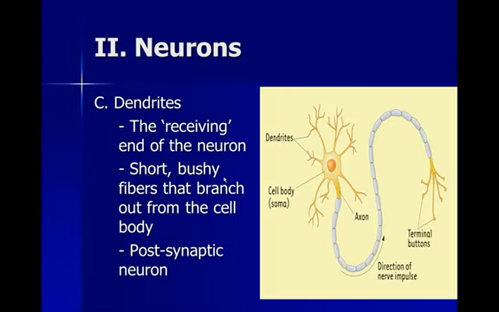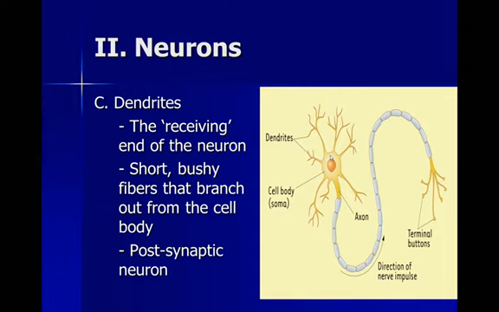We're going to come back to that resting membrane potential and how it affects the process of neurotransmission here in a moment. So the entire neuron is covered in this cellular membrane. Here at what we call the receiving end of the neuron are what are called dendrites. And this is where neurotransmitters will bind to open and close those ion channels to generate an action potential. So they're these short bushy fibers that branch out from the cell body, and these are associated with what we call the postsynaptic neuron.